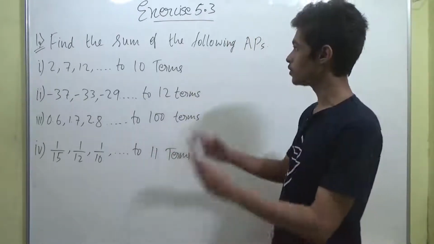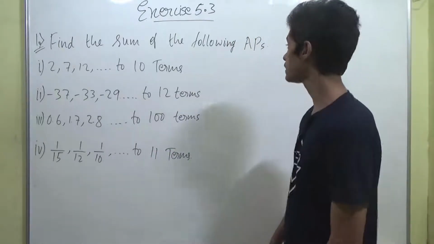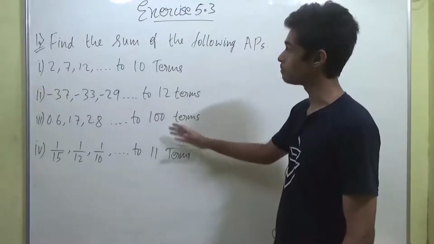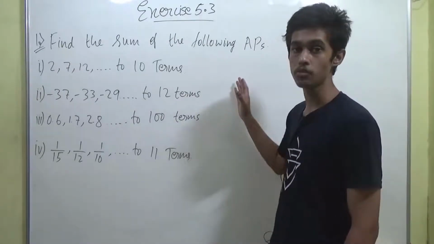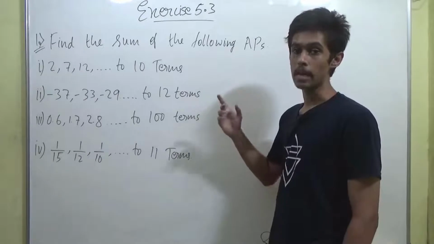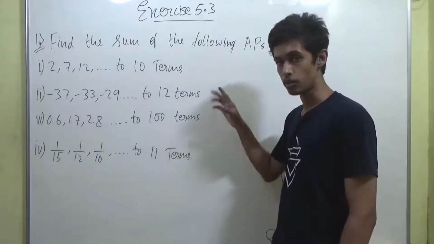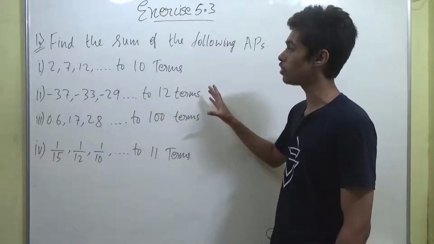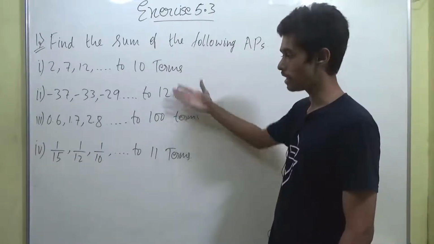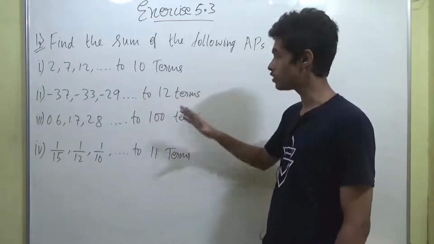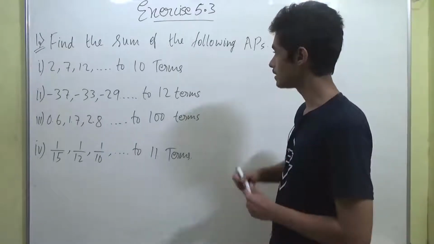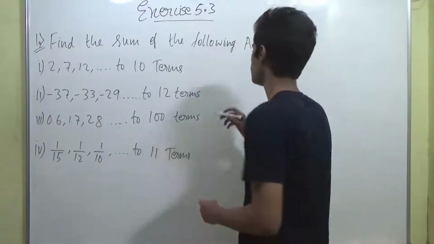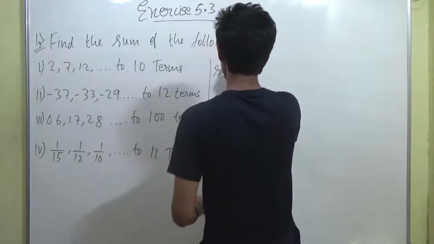Okay guys, now let's go to question number 1, which says find the sum of the following APs. It's very simple guys. You have to just use the formula S of n equal to n by 2 into 2a plus n minus 1 into d, the sum of n terms of an AP formula, and put the values from the AP. They have given you the APs, just put the values, you'll get the answer. As simple as that. Since it's the first question, I guess it's very easy. Right, now let me do the solution here guys.